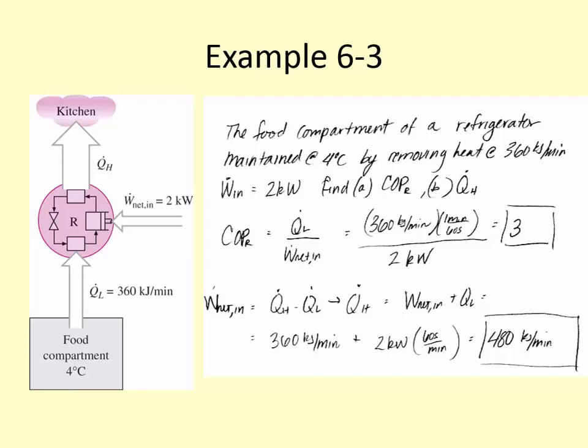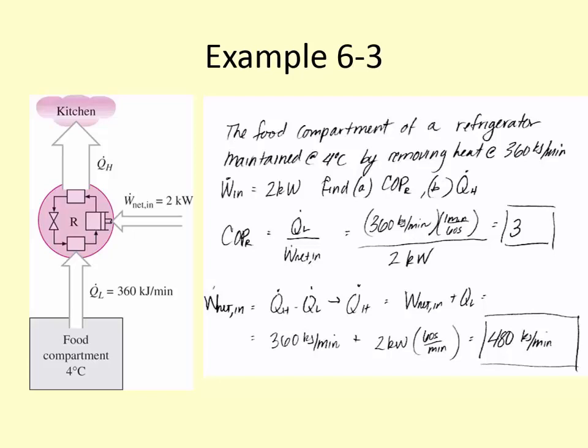Yeah, we need to convert this to seconds, right? So a kilowatt is a kilojoule per second. So we need to make sure that this is in terms of seconds. So 1 minute is equal to 60 seconds. We have to divide that through by 60. So we get 360 divided by 60 over 2, which is 6 over 2, gives us a coefficient of performance of 3. Okay, so again, the COP values can be greater than 1.